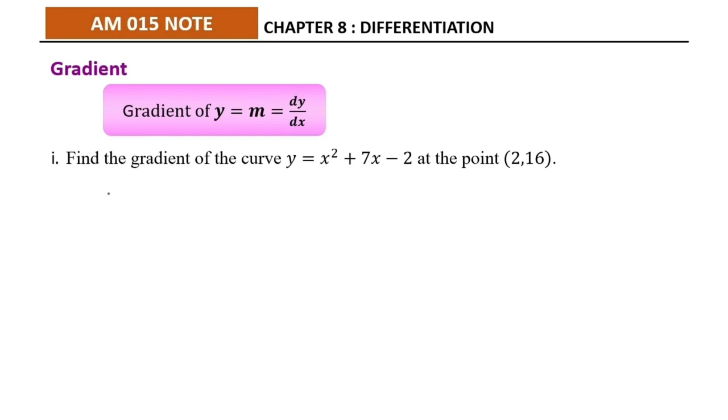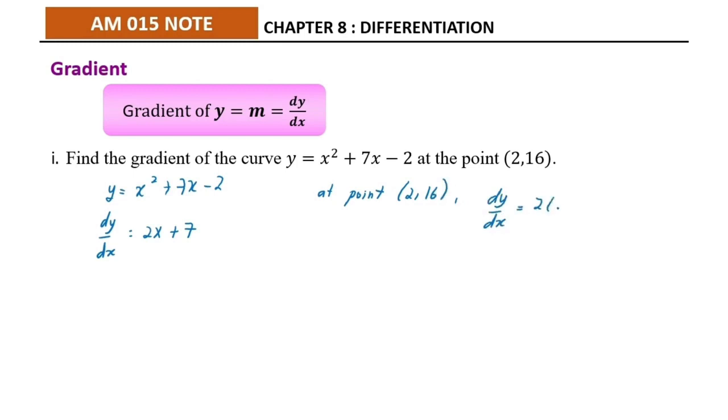So we have y equal to x squared plus 7x minus 2. So differentiate y, dy/dx. Differentiate x squared, we have 2x, 7x is 7, and differentiate negative 2, we have 0. So gradient is 2x plus 7. And then at point (2, 16), dy/dx equal to 2 times 2 plus 7. So 4 plus 7 is 11.